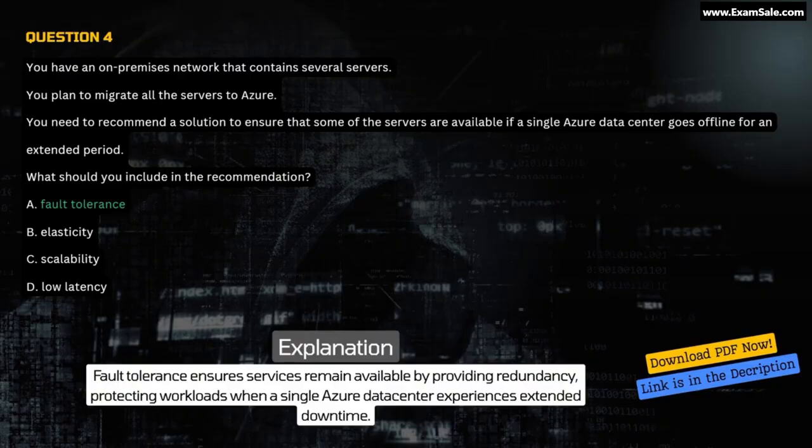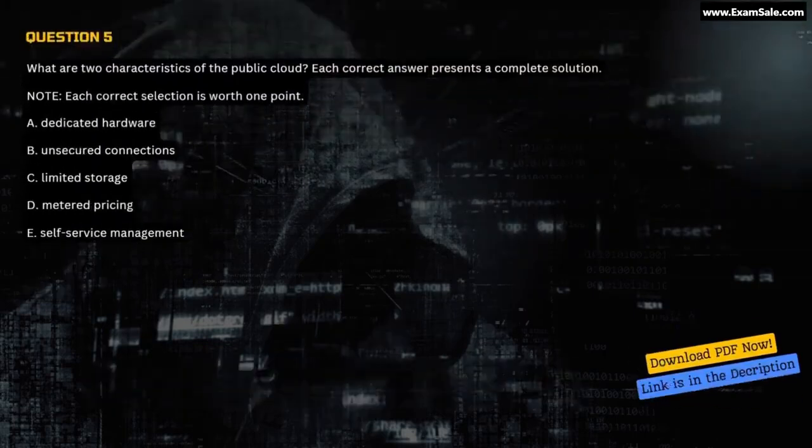Explanation. Fault tolerance ensures services remain available by providing redundancy, protecting workloads when a single Azure data center experiences extended downtime. Question 5. What are 2 characteristics of the public cloud?